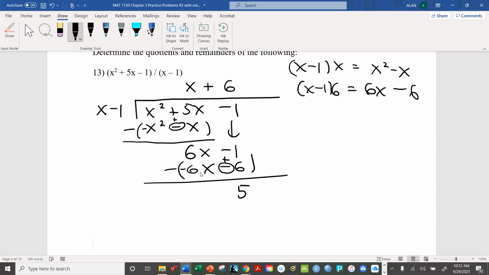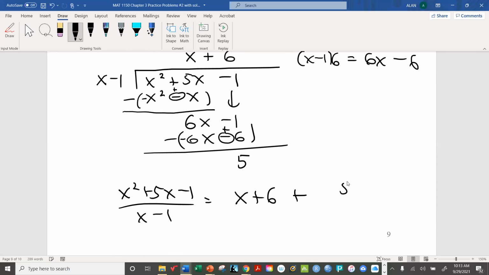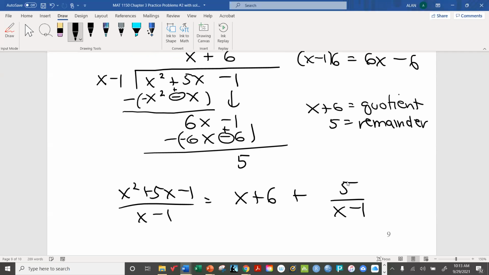So in other words, what this is saying is that if you take x squared plus 5x minus 1 and divide by x minus 1, you'll get what's on the top here, x plus 6 plus 5 over x minus 1. That's what this is saying. Now, this piece, the x plus 6 is the quotient. The 5 that's left behind is the remainder. So that's what we were interested in.